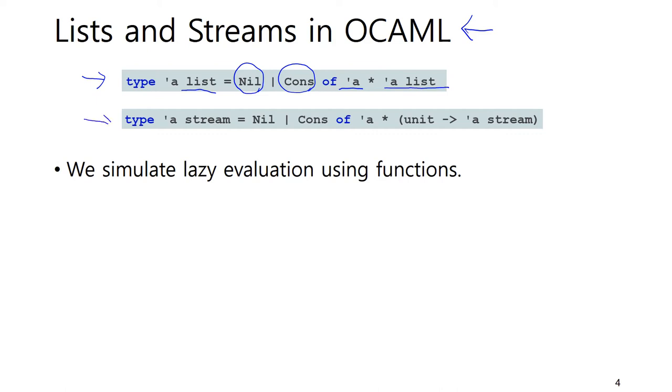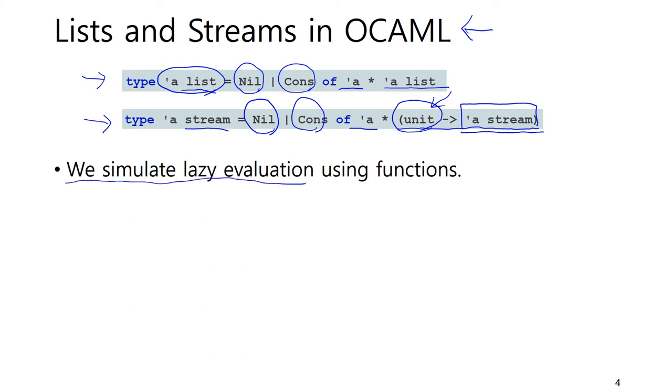And this is the way that we implement a stream in OCaml. Similarly to the definition of a list, we have an empty stream and we have another constructor, which takes the first element, but the remaining element is not provided directly. Instead, we build a function taking the unit argument and returning another stream that contains the remaining elements. So in this way, we simulate lazy evaluation using functions of this form whose argument has this unit type.